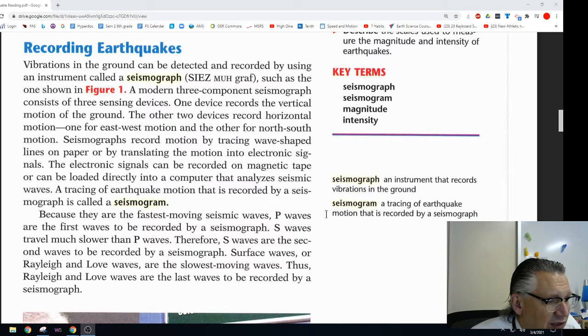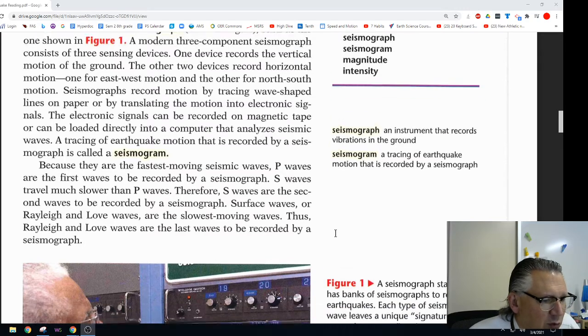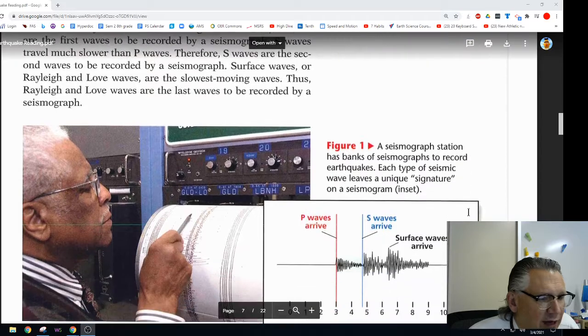Because they are the fastest moving seismic waves, P waves are the first waves to be recorded by a seismograph. S waves travel much slower than P waves. Therefore, S waves are the second waves to be recorded by a seismograph. Surface waves, or Rayleigh waves and Love waves, are the slowest moving waves. Thus, Rayleigh and Love waves are the last waves to be recorded by the seismograph.